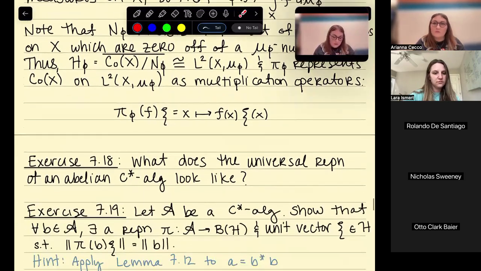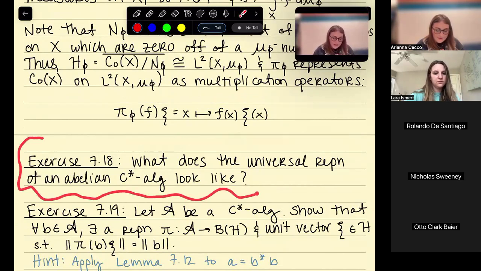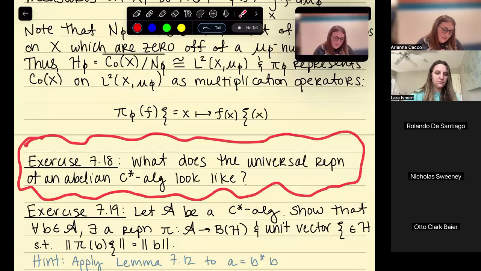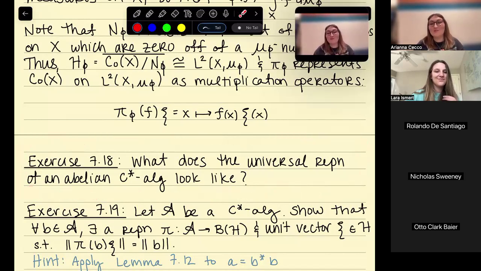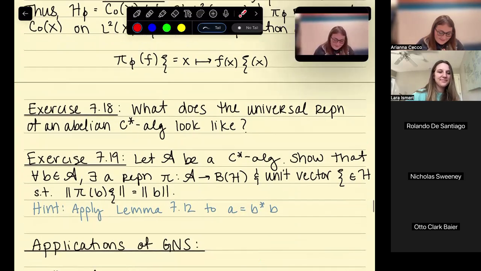Okay, so an exercise from the notes: what does the universal representation of an abelian C-star algebra look like? What's crazy is I know I've seen this problem when I was a student, and then when I was a TA, I don't remember if we did this, so I don't know if I've actually ever worked this problem out by myself. But I'm imagining it's a good problem and everyone should do it.